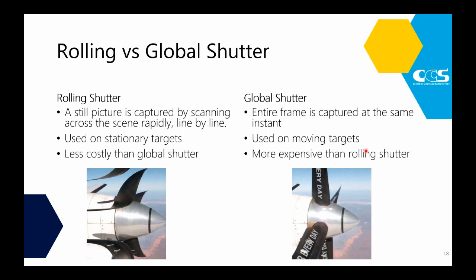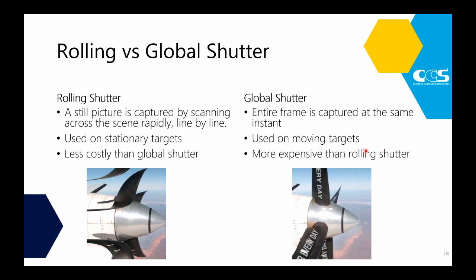Within area scan cameras, there are also different types of shutters. There's a rolling shutter and a global shutter. A rolling shutter essentially takes the idea of a line scan camera. The picture is captured by scanning across the scene rapidly, line by line. This has to be used on stationary targets, and I have a video on the next slide showing why that is. The benefit is that it does cost less than a global shutter.